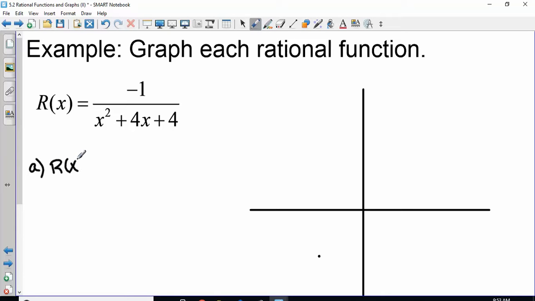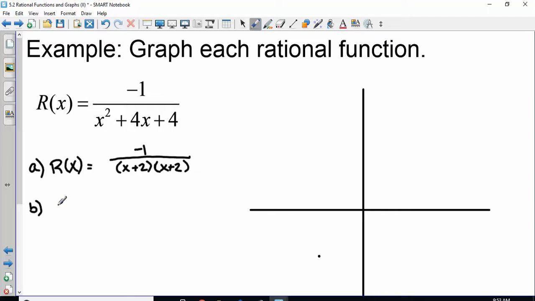What did we write down would be our first step? Factor in both the numerator and denominator. Okay. So the numerator is just -1. That can't factor. On the denominator, what multiplies to 4 and adds to 4? 2. So you could write that twice. You could also write x plus 2 squared. That would be fine.